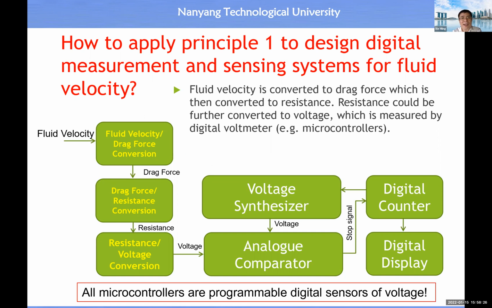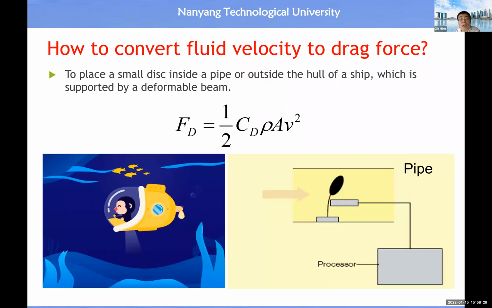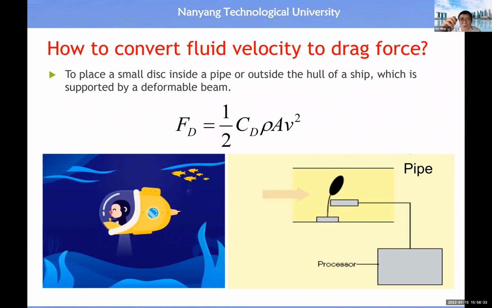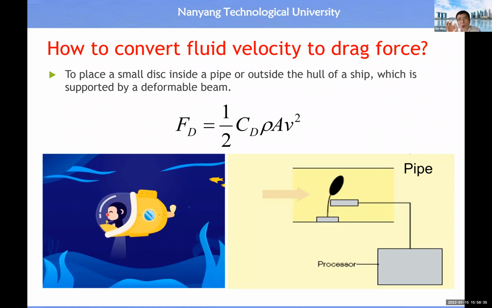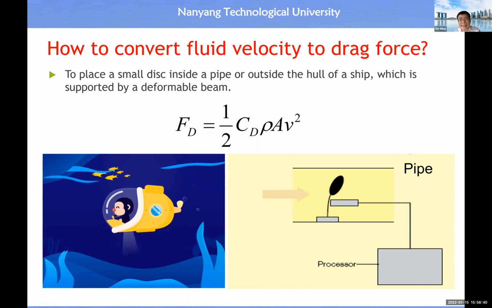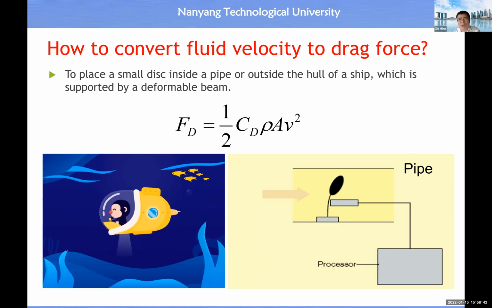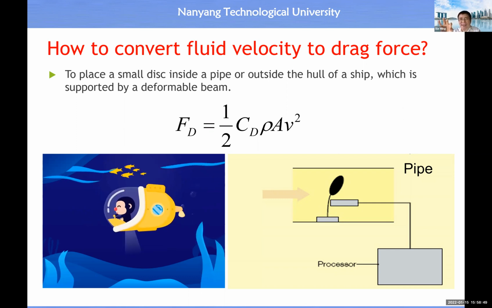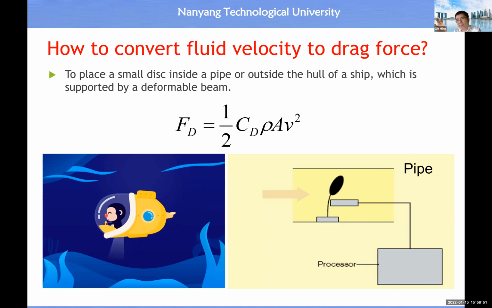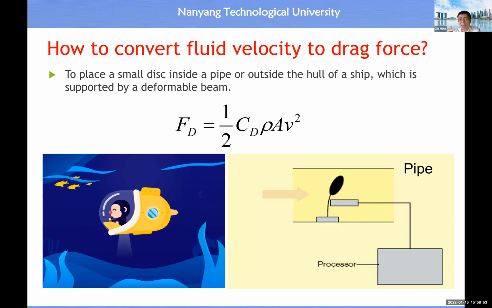All right. Then here you may want to know how to convert fluid velocity to drag force. The solution is very simple. So you just use a small disc supported by deformable beam, right? Then you have two scenarios. One is to place it inside the pipe. When there's a flow, then the flow will produce drag force on the disc, and then disc will make the beam to deform. If you place a strain gauge there, then strain gauge will convert the deformation into resistance, right?